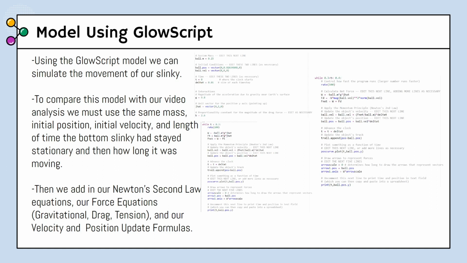This is my model using GlowScript. Using the GlowScript model, we can simulate the movement of our slinky. To compare this model with our video analysis, we must use the same mass, initial position, initial velocity, and length of time the bottom slinky stayed stationary, and then how long it was actually moving for. Then we add in our Newton's second law equations, our force equations, which include gravitational, drag, and tension, and our velocity and position update formulas.